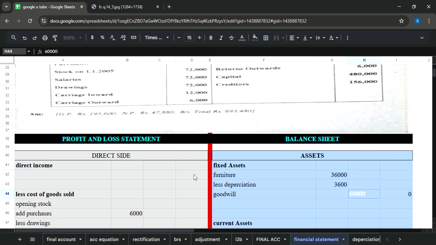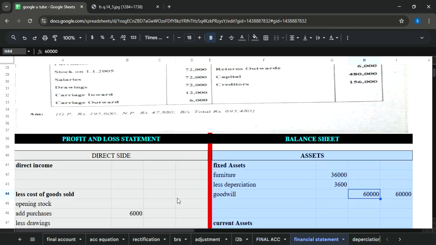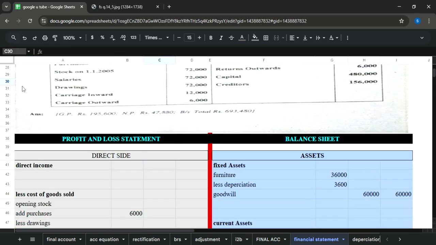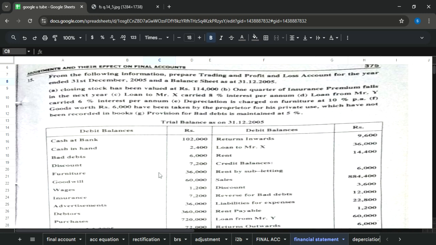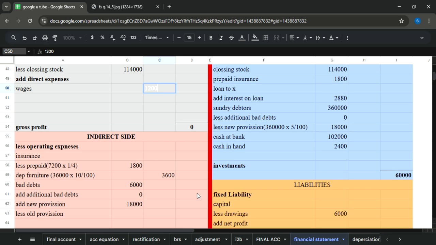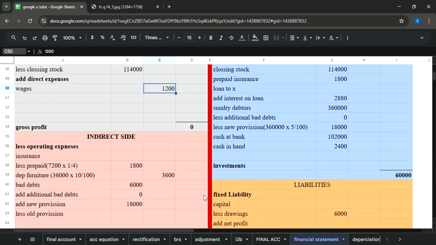So guys, step by step we are entering all elements present in trial balance to our question. Then we have wages 1200, which is direct expense. So here you will write wages, amount of which is 1200. We'll have to be very much careful because just a single amount will ruin the whole question. Alright, after wages we have insurance 7,200. I think we have mentioned it, yes. So 7,200 would be written in front of insurance.